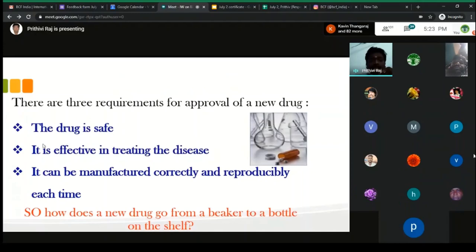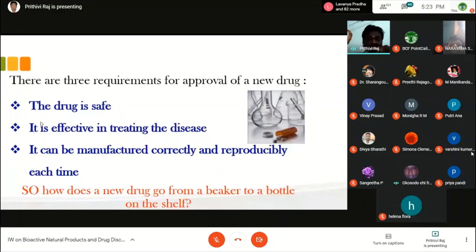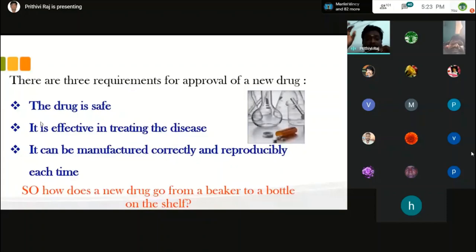What are the three requirements for the approval of a new drug? First, whether the drug is safe or not; second, whether it is effective in treating the disease; and third, how it can be manufactured correctly and reproducibly each time. All three things are linked to how a new drug goes from a beaker to a bottle, from the laboratory to the marketing field. This is very, very important.